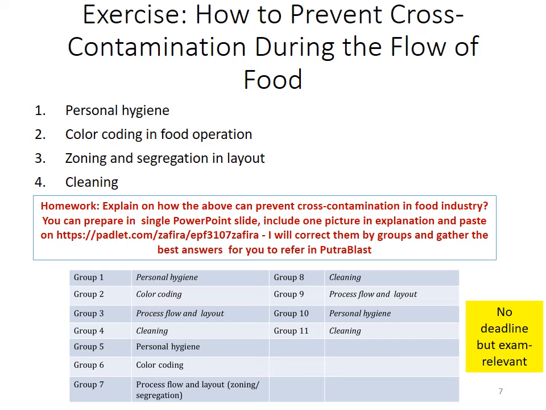So in groups, please explain how these aspects can prevent cross-contamination, and you can prepare this in a single PowerPoint slide, a few sentences, and include one picture in your explanation, and then paste in Padlet. So I will correct them by groups and then gather the best answers for you to refer in PutraBLast. There is no deadline for this homework, but please try to finish it before the end of semester because it is exam relevant.